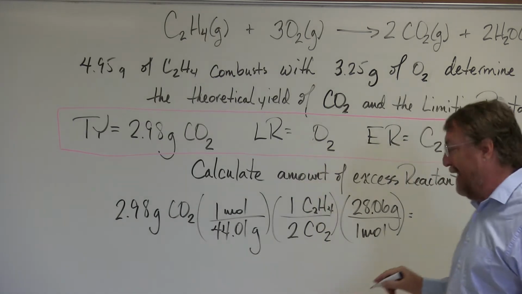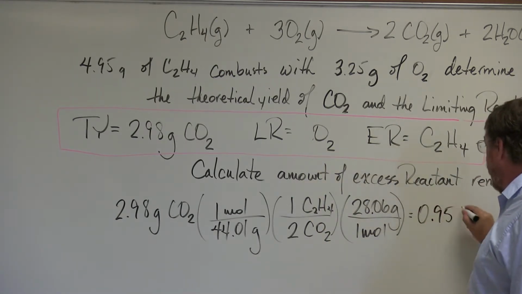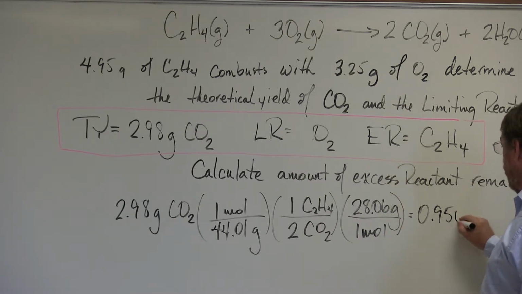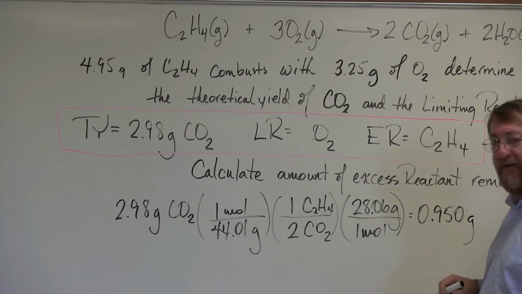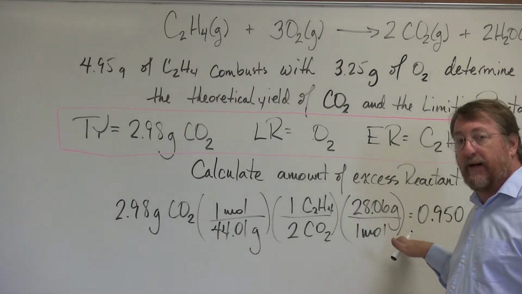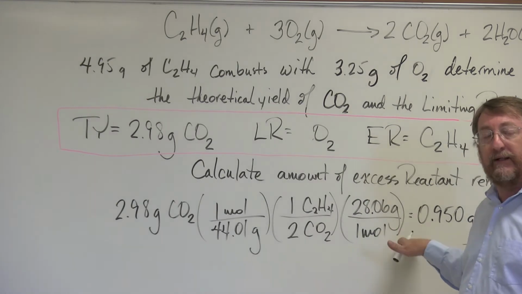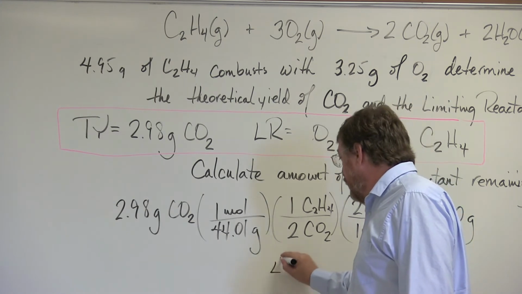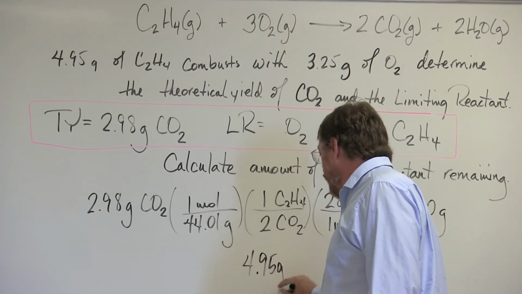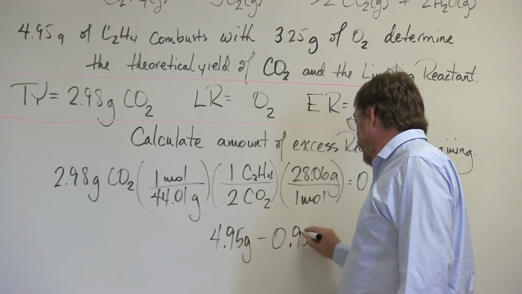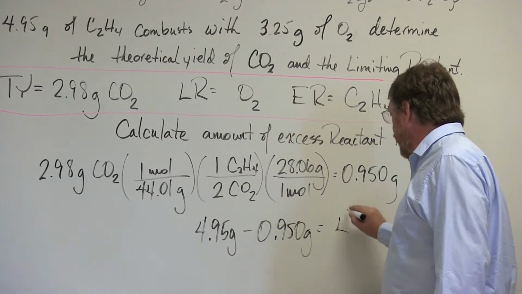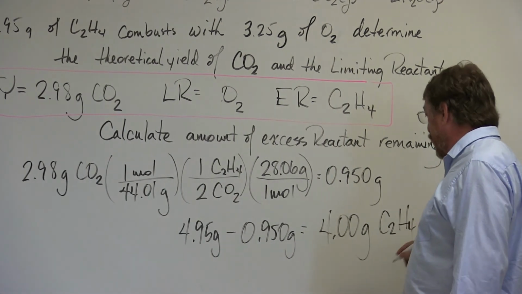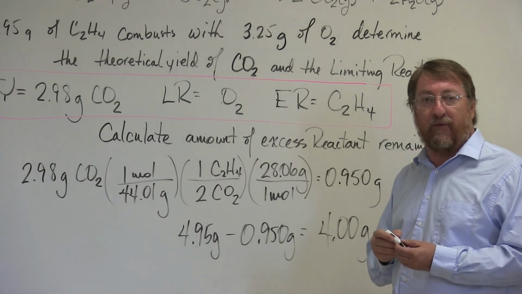When I punch this into the calculator, I'm going to get 0.95 grams. Really should be 0.950 grams, three significant figures. So I have 0.950 grams. So this is not the amount of the excess reactant remaining. This is the amount of the excess reactant consumed. So now I'm going to go back to my original amount, 4.950 grams, subtract 0.950 grams, and that will give me the amount remaining. 4 grams of C2H4 will be remaining at the end when the reaction is completed.